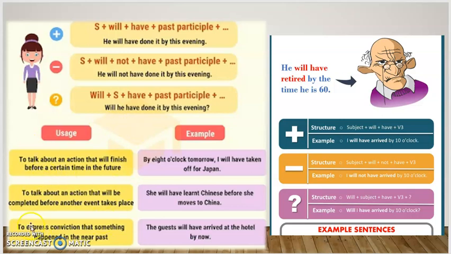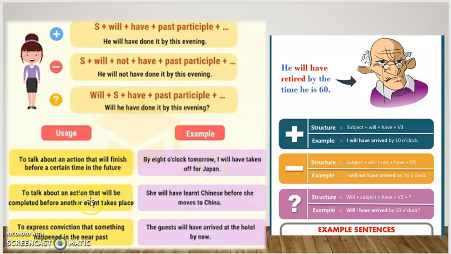Okay, so here you can find the usage of this tense. The most important is like to talk about an action that will finish before a certain time in the future. Okay, by 8 o'clock tomorrow, I will have taken off for Japan. Para las 8 en punto de mañana habré despegado de Japón.